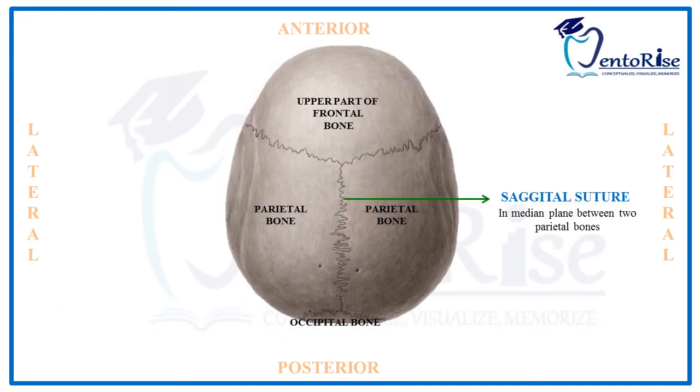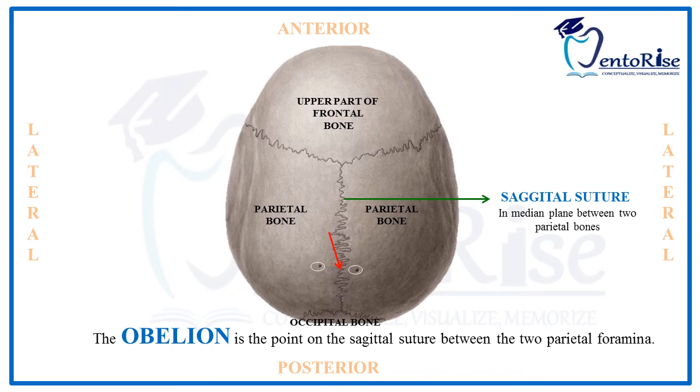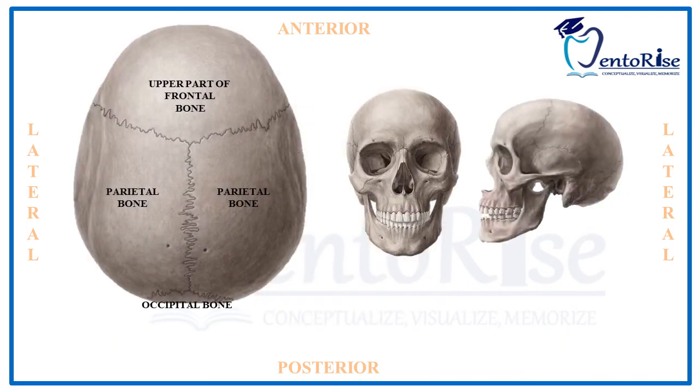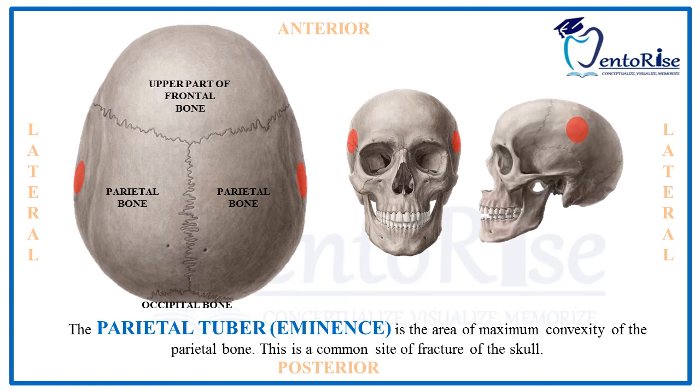Number 4. The point on the sagittal suture between the two parietal foramina is called the obelion and is marked in the figure with a red arrow. Number 5. The parietal bone is present on each side in norma verticalis. The area of maximum convexity of the parietal bone is called the parietal tuber or the parietal eminence and is marked in the figure with red. This is a common site of fracture of the skull.